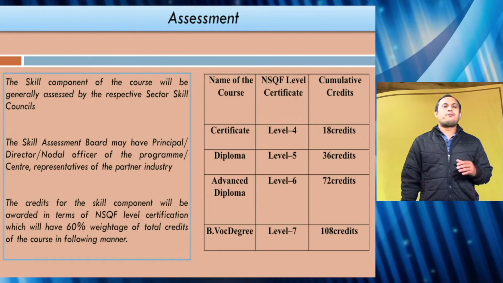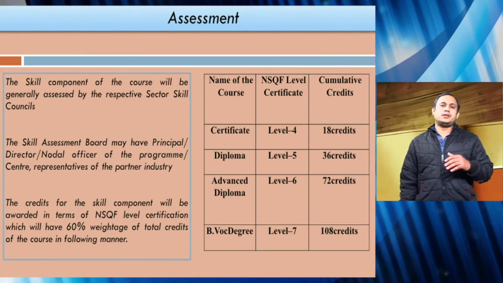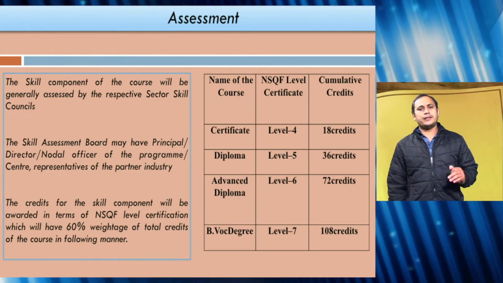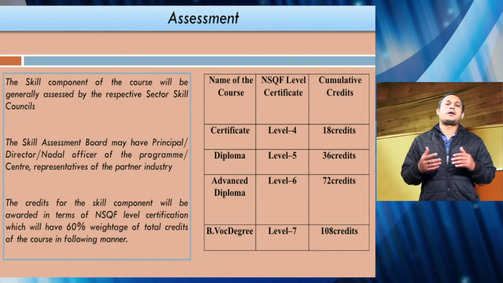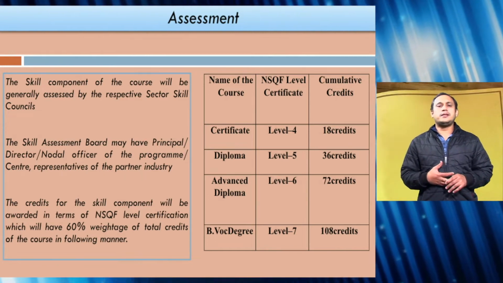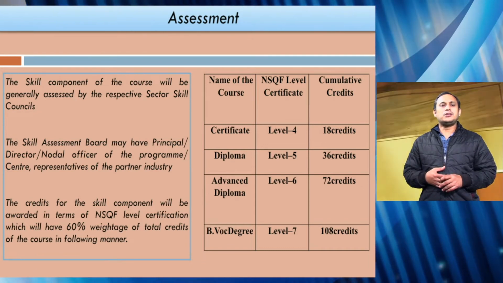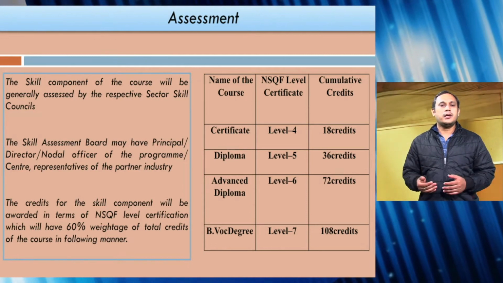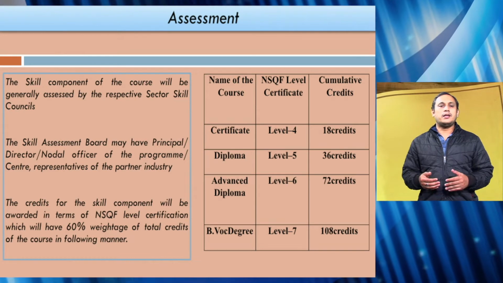Now, one of the important issues of the whole course, as I have already mentioned, is the assessment part. How can we assess the performance of a person who wants to pursue that particular course? The skill component of the course will generally be assessed by the respective sector skill council. In case there is no sector skill council for a specific trade, the assessment may be done by an allied sector's council or the industry partner.